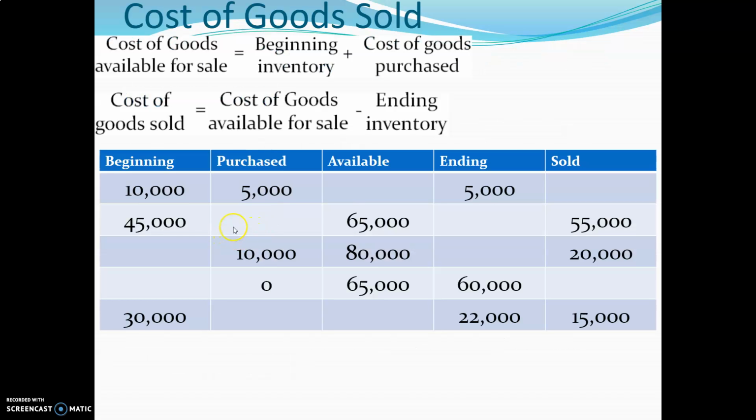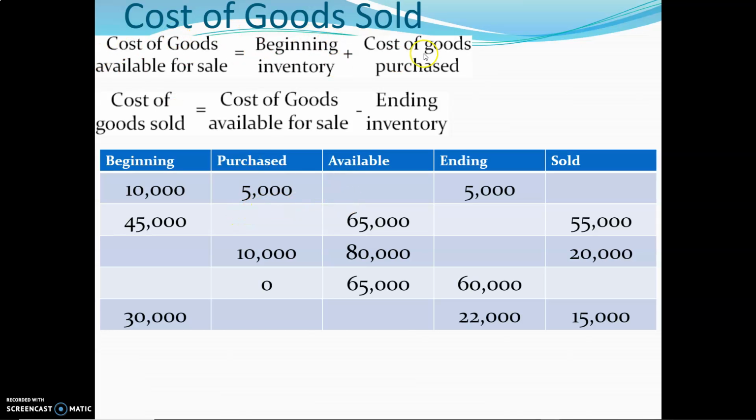All right, so here we go. Cost of goods sold is equal to beginning inventory plus the cost of purchased goods. And then cost of goods sold will be equal to the cost of goods available for sale minus the ending inventory. Again, I would encourage you to pause at this point and see if you can do this on your own. All right, let's jump right in and take a look at our answers.